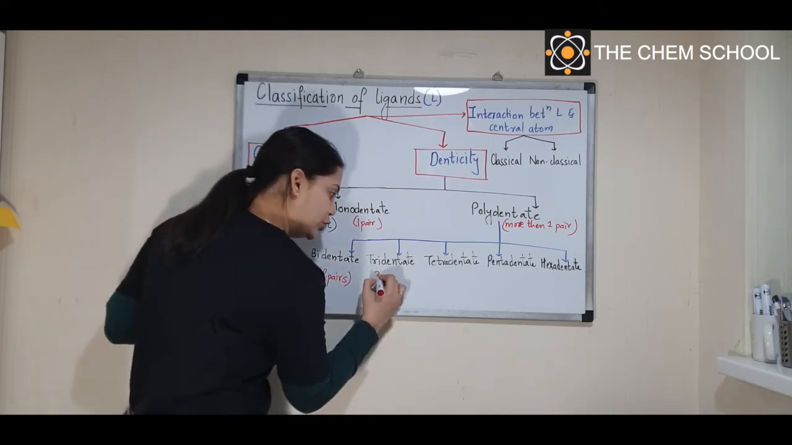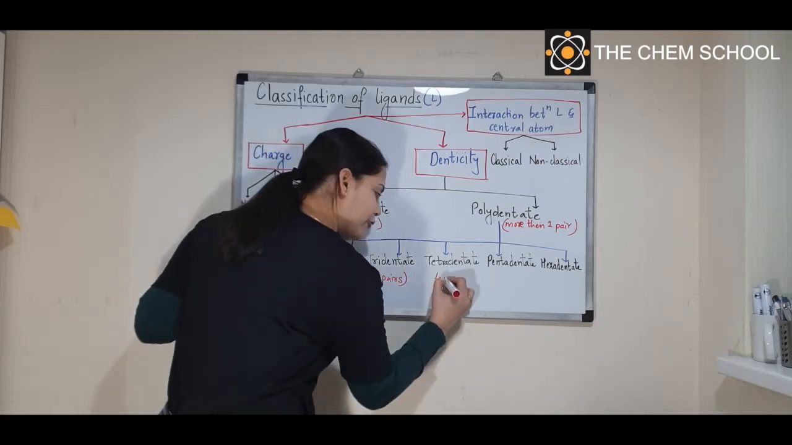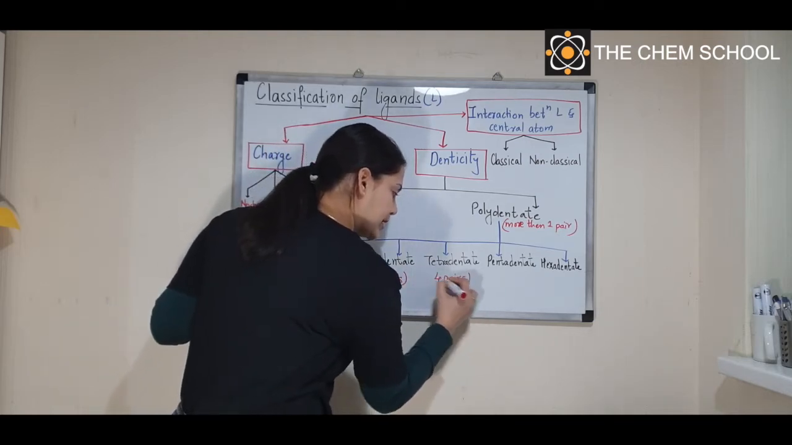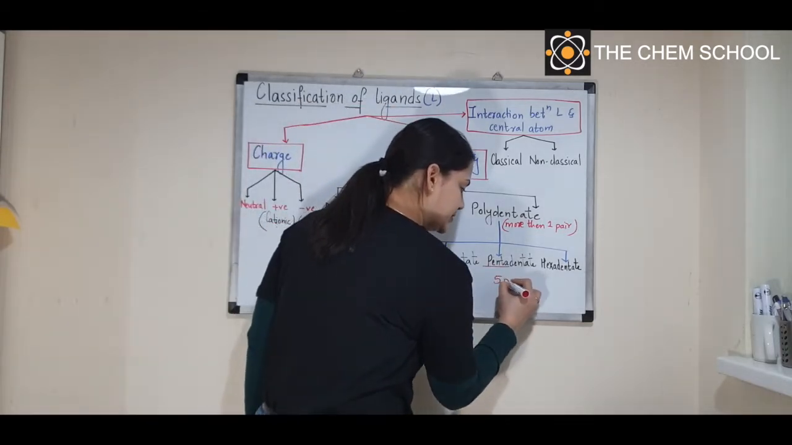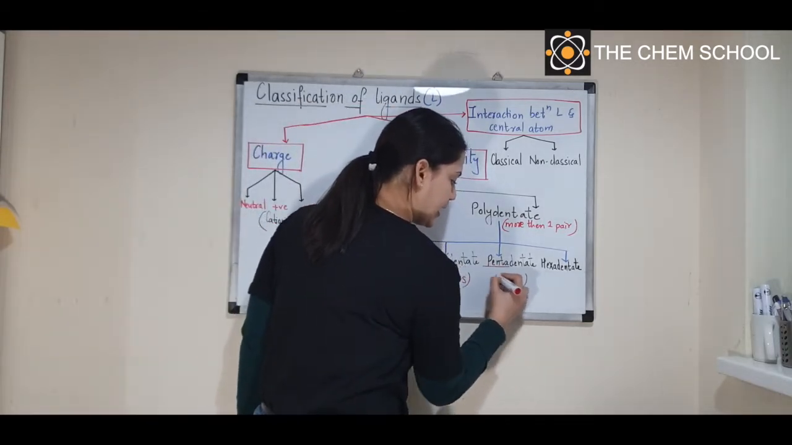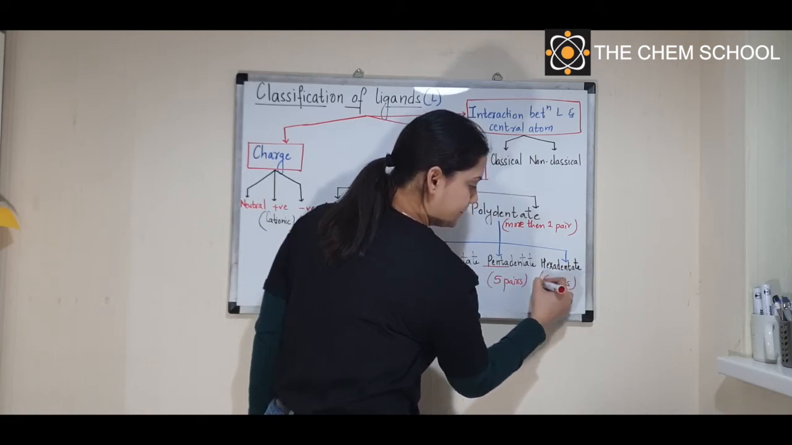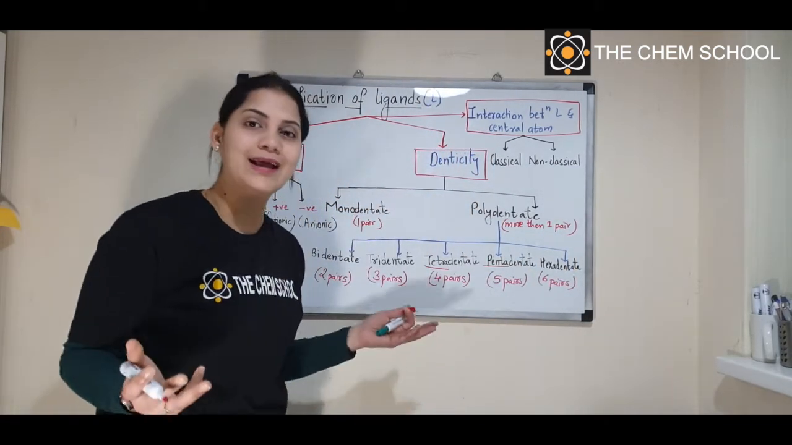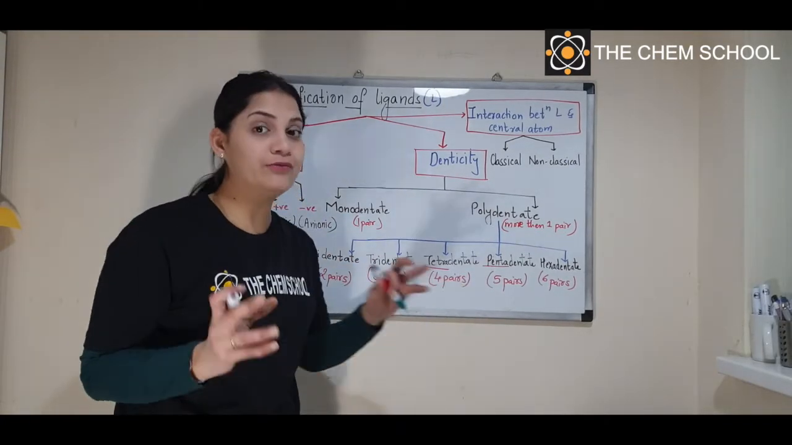Tridentate will donate three pairs of electrons. Tetra, four pairs. You can make out from the name itself, right? Penta is five pairs. And when you talk about hexa, it is going to be six pairs. Six pairs of what? Electrons. So each ligand is going to donate that many pairs of electrons.